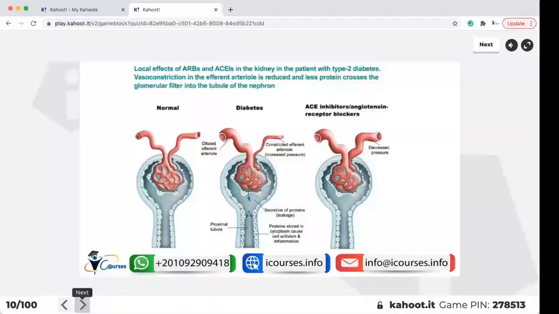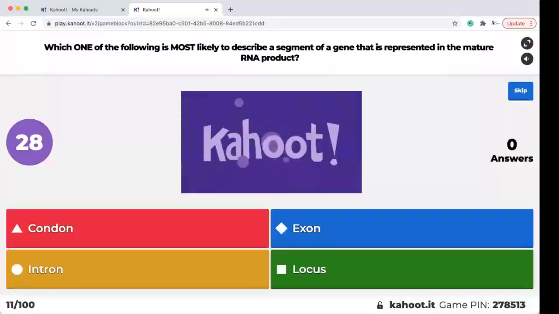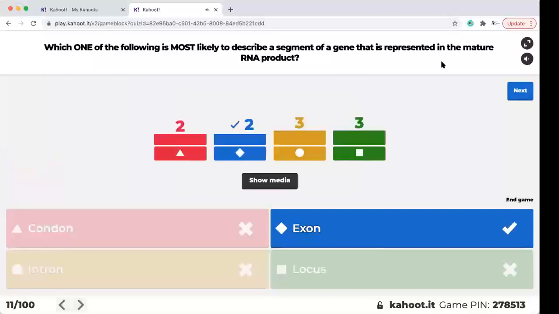So let's move now to the next question. So this is strange. This is a basic question that appeared in the clinical exam. Okay, so I know that if you are not well familiar with the basics, you will find this question difficult. So let me explain it for you.